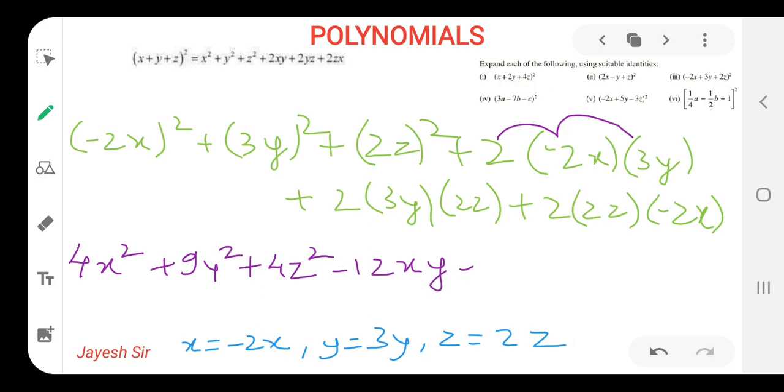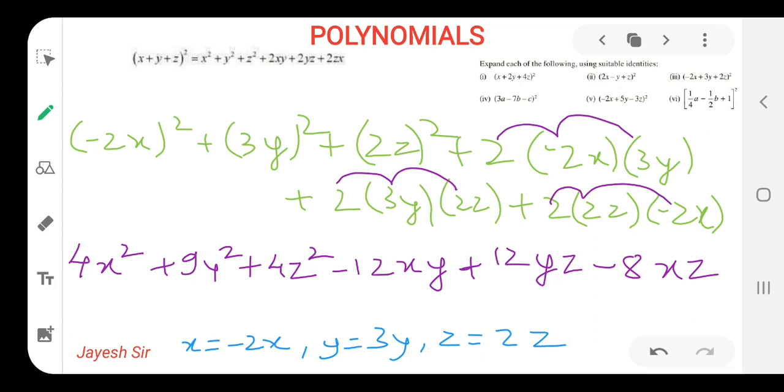Yes. Now we'll put the value for plus, because 2 3s are 6 and 6 2s are 12, and the sign is plus, so 12yz. Yes. Now 2 2s are 4, 4 2s are 8, but the sign is minus, so minus 8xz. I hope you all might be getting it, and you all might be getting this answer only. I hope that you have solved correctly.